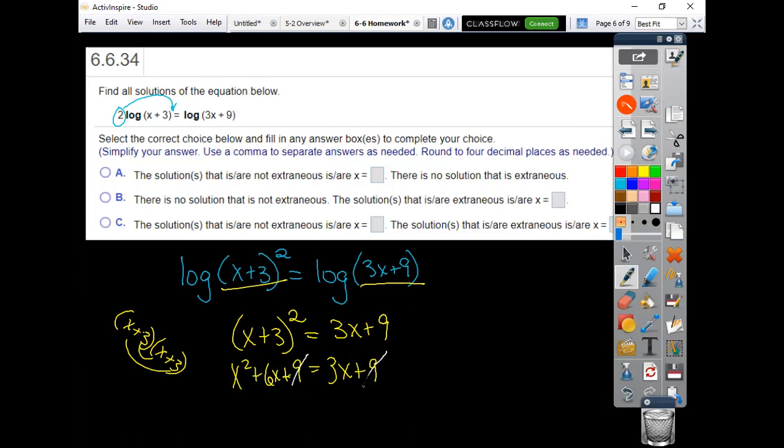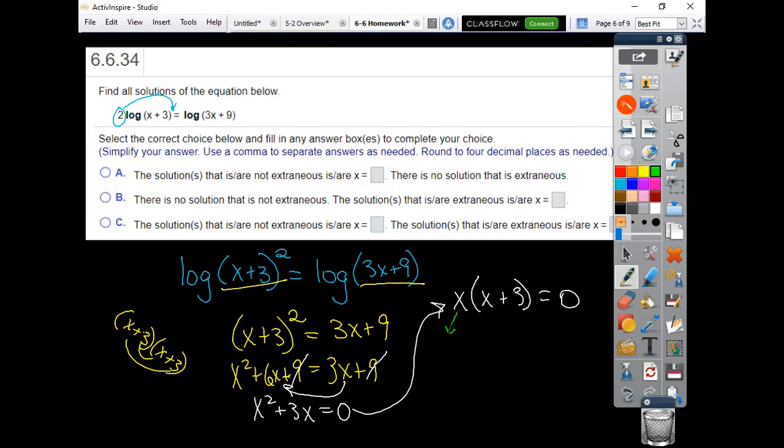So if I subtract those 9's off both sides, they're going to go away. Subtract 3x on both sides, I'm going to have x squared plus 3x equals 0. And then if I factor out an x there, x times x is the x squared, and x times 3 equals my 0. Don't forget your zero product property now. Either this is 0, because 0 times whatever that is would equal 0, or when does x plus 3 equal 0? If you subtract that to the other side, -3.